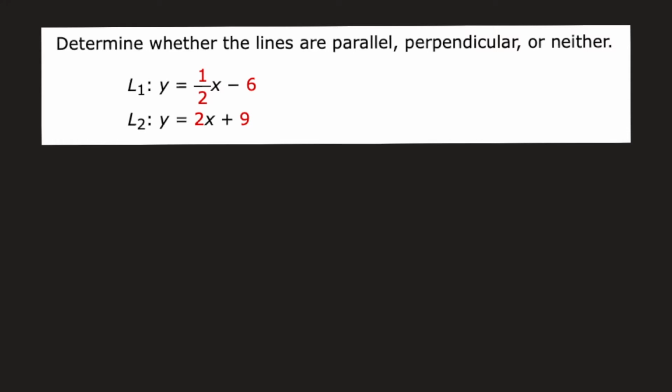So the slope of line 1 is the number that stands in front of x, which is 1/2. That is slope 1. Slope 2, the number that stands in front of x, is 2 over 1, or just 2. Notice these two slopes are definitely not the same, therefore these two lines are not parallel. They are reciprocal, but they're not opposite. Therefore, the answer to this question is neither.